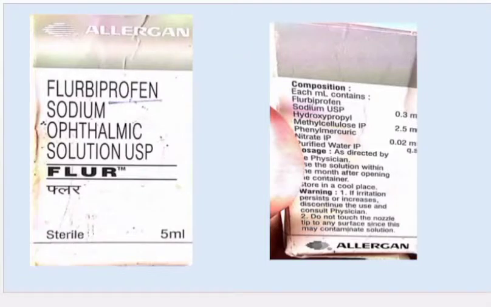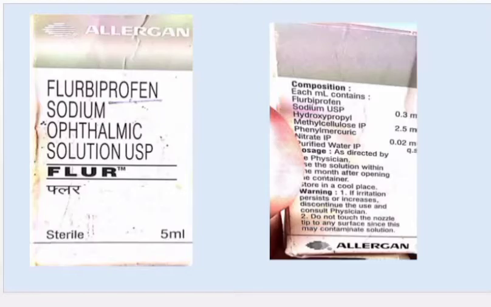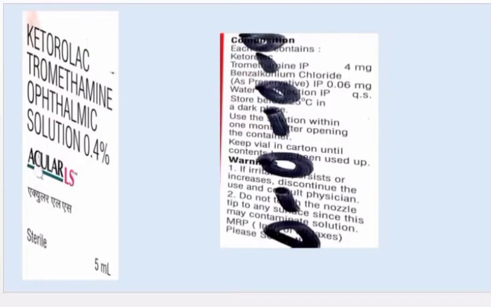flurbiprofen sodium ophthalmic solution. By the name also, I'm sure you must have guessed which category this medicine belongs to. The second is ketorolac tromethamine ophthalmic solution, 0.4 percent. These were the two that were shown in my college. I have taken these pictures and kept the outer cover of the medicine here.